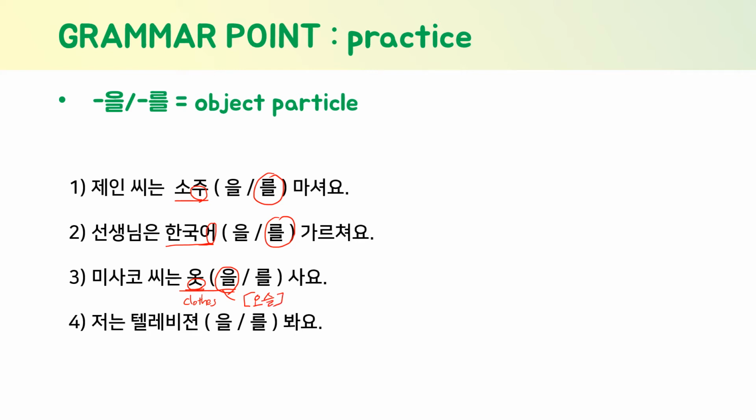Number four. 저는 텔레비전 봐요. I, TV, television, to watch. I watch television. 텔레비전. So the last syllable ends with a consonant. So which one do you have to use? You have to use 을. So 저는 텔레비전을 봐요. Great job.